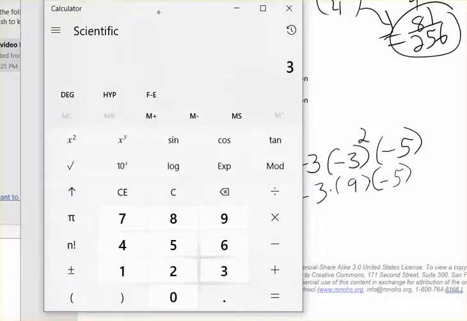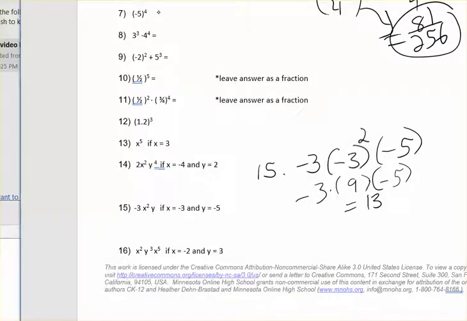On my calculator, I have to type the number and then the negative, times 9 times, and you can check up here and see if it's typing the way you want it to, times 5 negative. There, I got it. Equals 135. It should be positive because I have two negatives, and a negative times a negative is positive. So there's number 15.